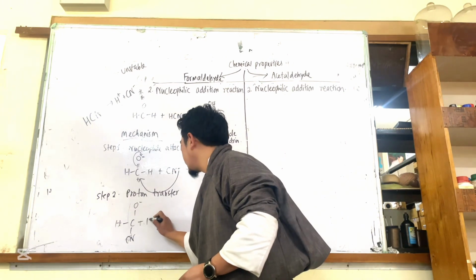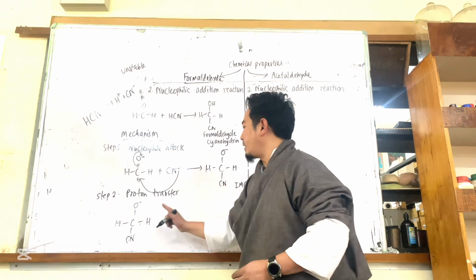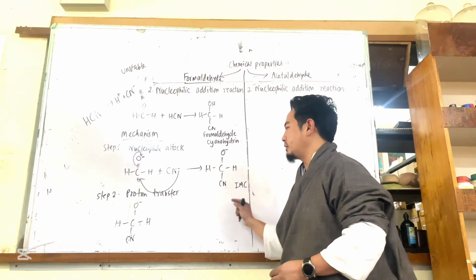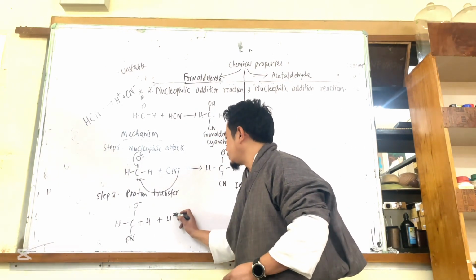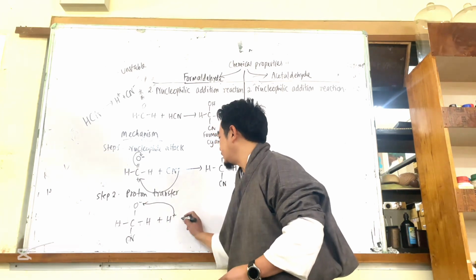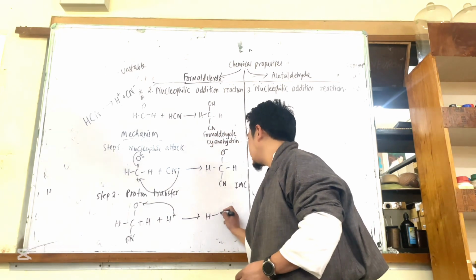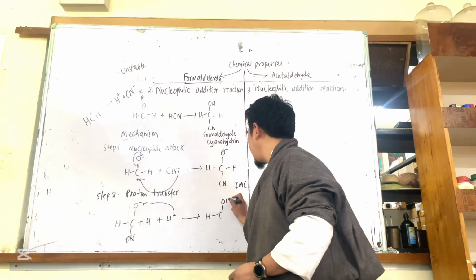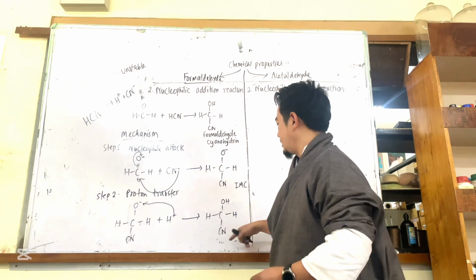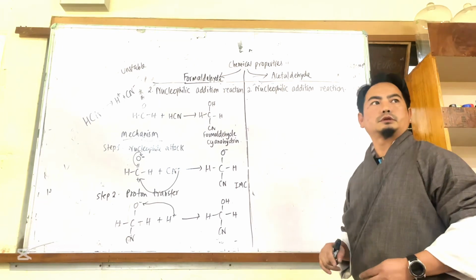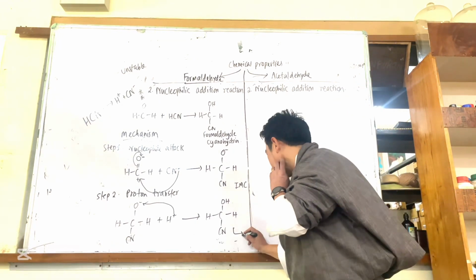So I'm going to take the intermediate compound here, IMC, intermediate compound, and then transfer the proton. Proton will go and combine here and then form a product that is OH, CN and H. Formaldehyde cyanohydrin. Okay, so that is how it is formed. I'll write down the IUPAC name.